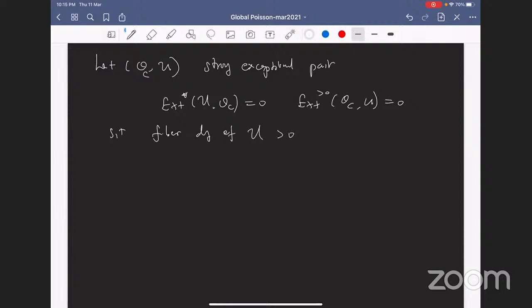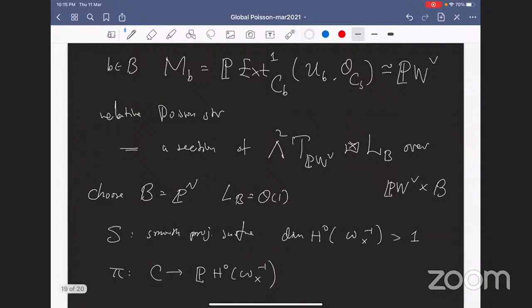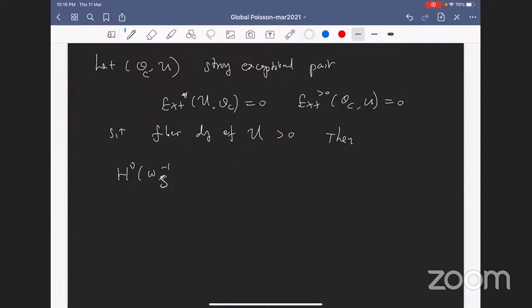Then from the construction, we will have a map from the space of anti-canonical sections to the space of bivectors. What we take from our construction is precisely the projectivization of the space of sections of U, and then the bivector. Okay, so this gives a bihamiltonian structure.